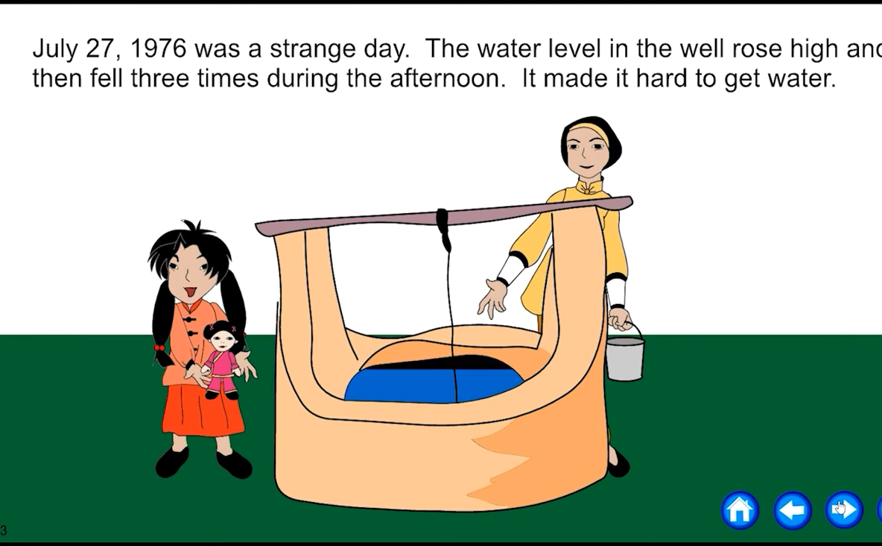July 27, 1976 was a strange day. The water level in the well rose high and then fell 3 times during the afternoon. It made it hard to get water.